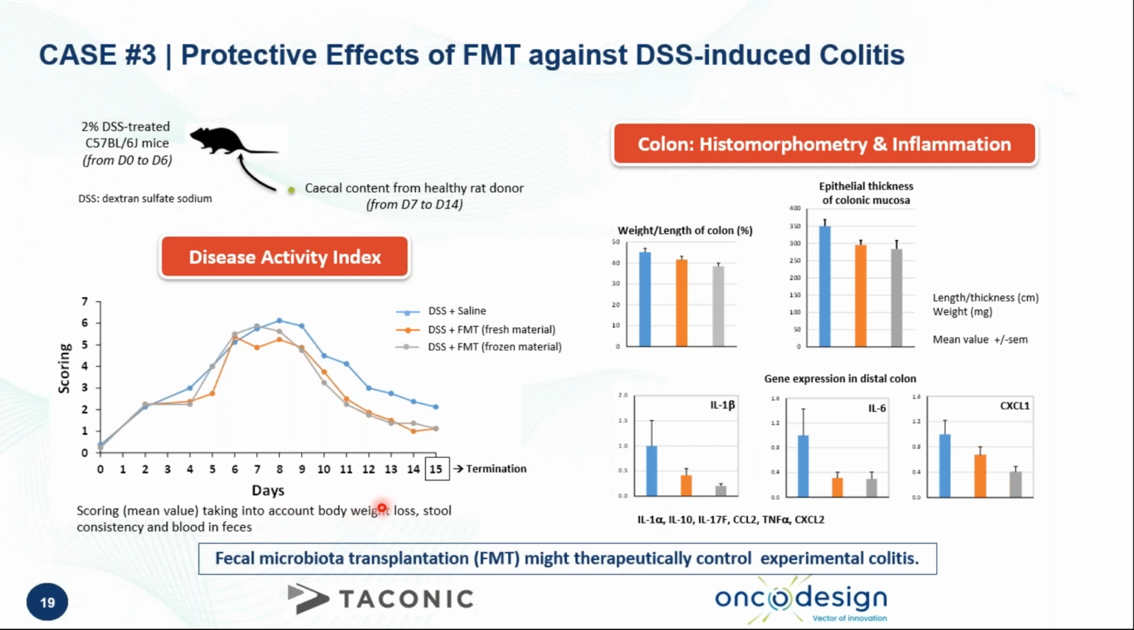So the FMT was able also to reduce the colon inflammation as revealed by the following parameters: the weight length ratio of the colon, the epithelial thickness of the colonic mucosa, and also the cytokine expression in colon tissue, and here in the distal part. So in fact, together, these results demonstrated the capability of FMT to therapeutically control colitis and pose also FMT as a valuable therapeutic option in immune-related pathologies.